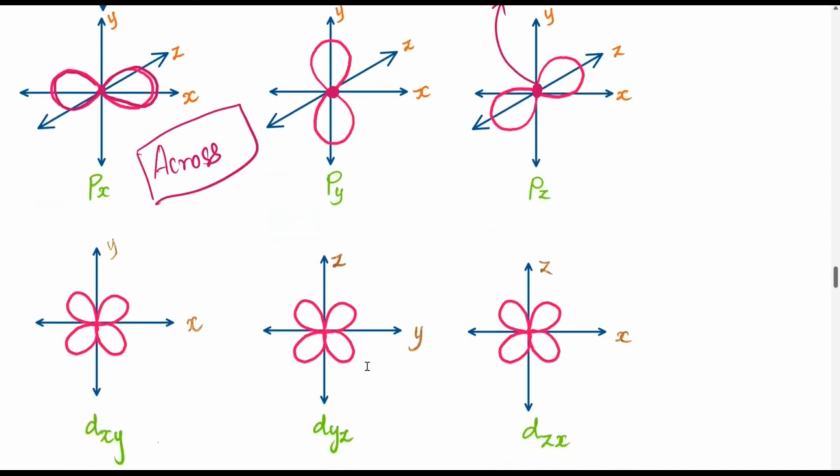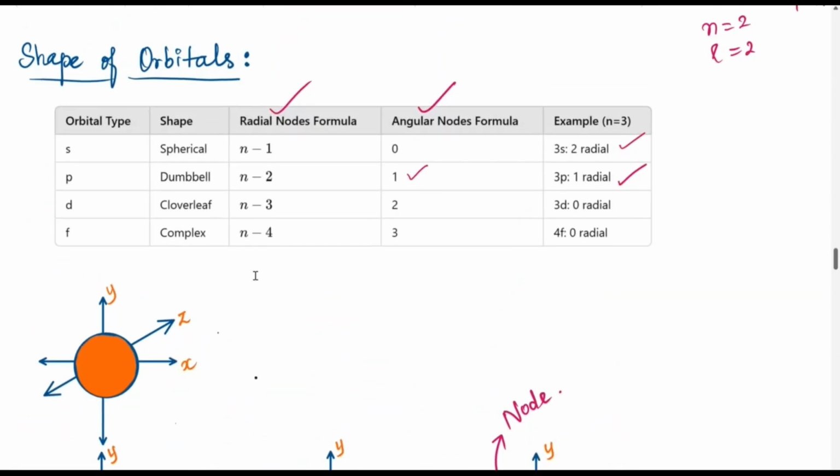And for d, that is having double dumbbell or clover leaf, which has 2 positions, and these are between the axis. As you can see, between the X and Y axis the clover leaf is occupied. So similarly, Y and Z axis, it goes between the axes X and Z. So it goes like that. And n minus 3, that is for the radial node. The angular node is 2. And for f, angular node is 3. Radial node's formula will be n minus 4.